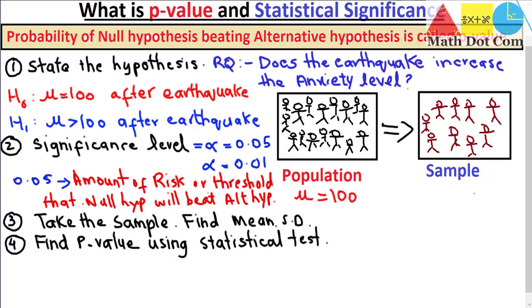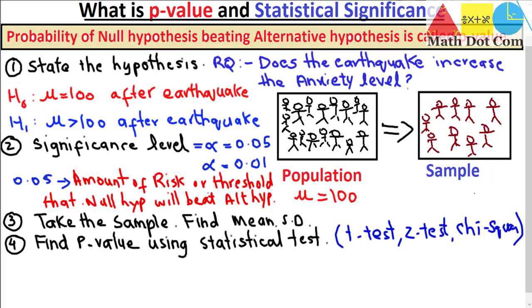What is the purpose of this p-value? As I've already mentioned, the p-value helps you to tell whether the probability of the null hypothesis beating the alternative hypothesis is higher or lower. So find the p-value using a statistical test. Now, which statistical test? There are different statistical tests like the t-test, the z-test, the chi-square test, and so on. All these tests will give you the p-value, and you can do this by using different software, and that's very easy.